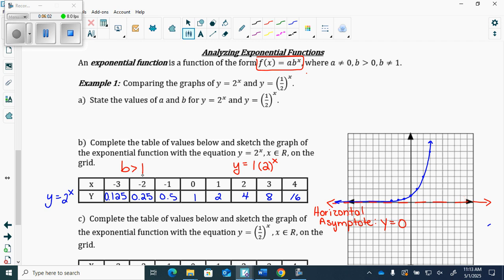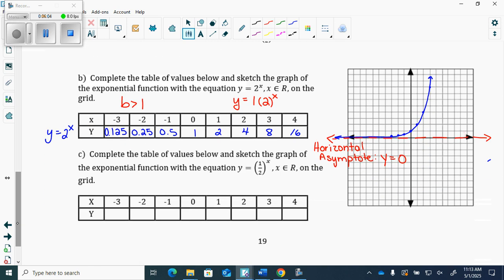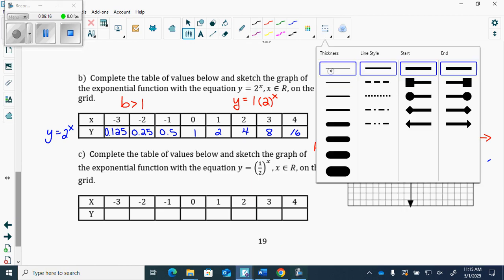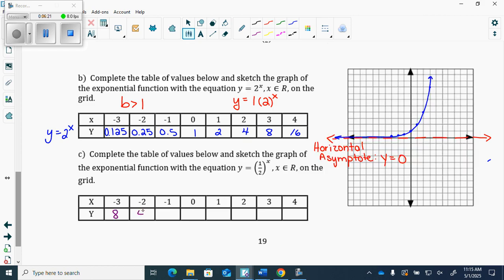All right. Now can we go to our y equals and clear it out and put (1/2)^x in? Please put it in brackets. And I want you to sketch that graph using this table. So for this one, we're going to get 8, 4, 2, 1, 0.5, 0.25, 0.125. Really, really small. Okay.